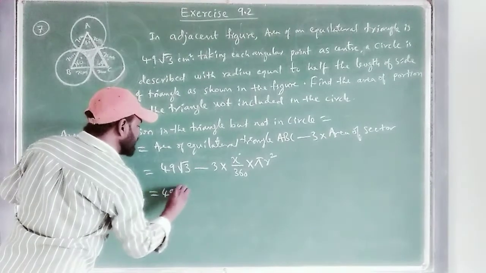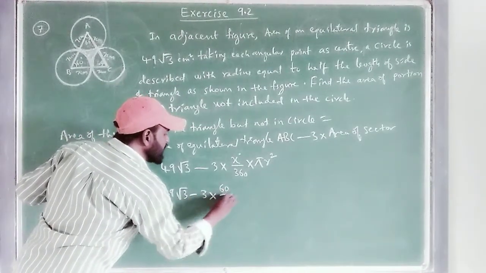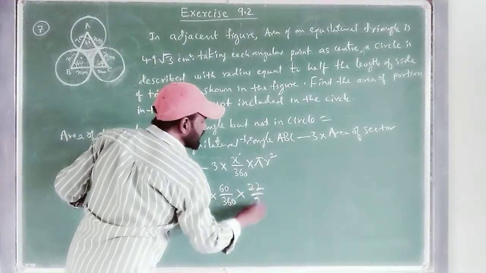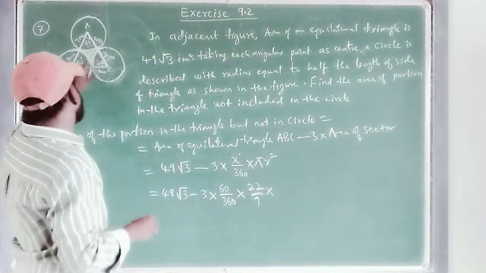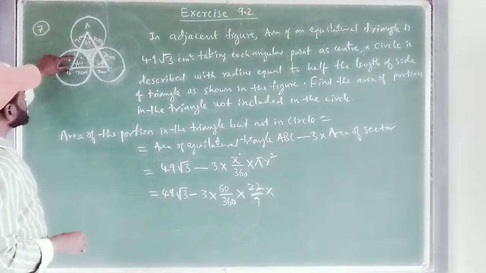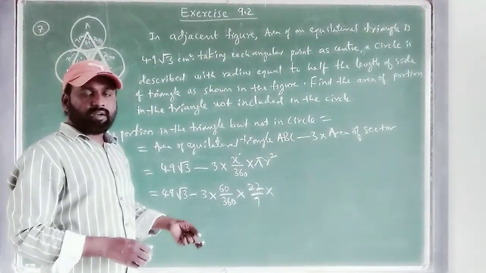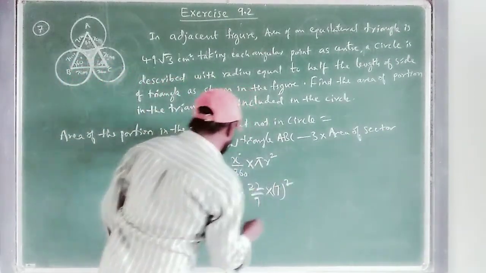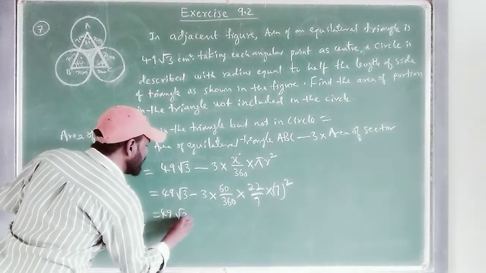So 49√3 minus 3 into, in place of x, 60 divided by 360 into π, here I am taking it as 22 by 7, into r squared. So what is r? The radius is how much? The radius is 7. All three circles are equal, so the radius is also the same, 7 centimeters. 7 squared. So 49√3 minus.